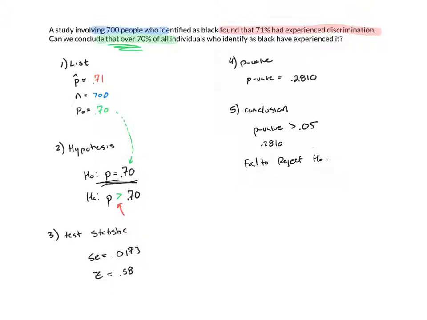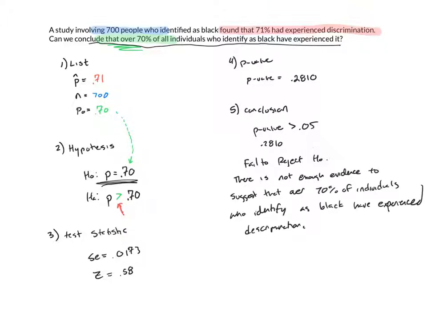So there's not enough evidence. And when I say there's not enough evidence, I say there is not enough evidence to conclude that over 70% of individuals who identify as black have experienced discrimination. Now, to be very clear here, this is not saying that I am certain this is true. I'm saying that just this study didn't give us enough evidence. We might want to poll more people. We might need to poll a slightly different group of people to get more evidence. But for this specific example, there is not enough evidence to suggest that over 70% of individuals who identify as black have experienced discrimination.